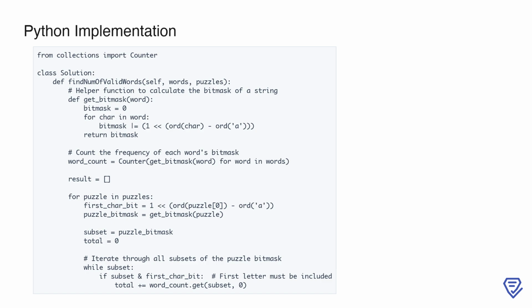Then, for each puzzle, we calculate the bitmask of its first character, which is critical since the first letter must always be included in any valid word. We also compute the bitmask for the entire puzzle. Using these, we prepare to iterate through all possible subsets of the puzzle's bitmask, enabling us to check every combination of letters that could form valid words.